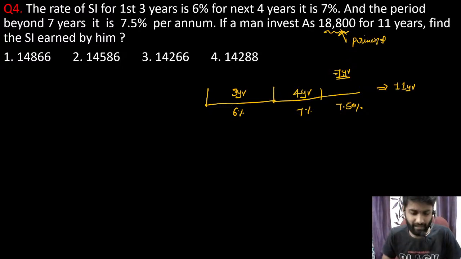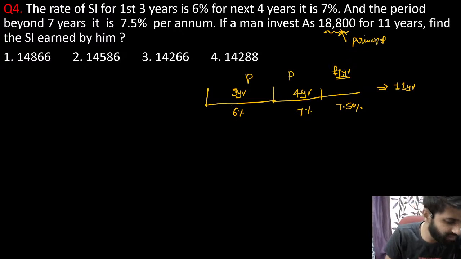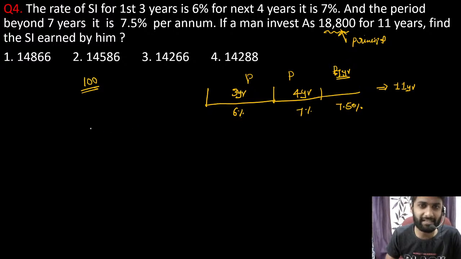Guys, if you see the entire information, the principal is always constant for each and every section. Now, for 3 years at 6%, for example, I just consider the principal as 100 units. For the first 3 years, 6% per annum means it earns 18 rupees. Second part, 4 years at 7%, it earns 7 fours are 28 rupees.